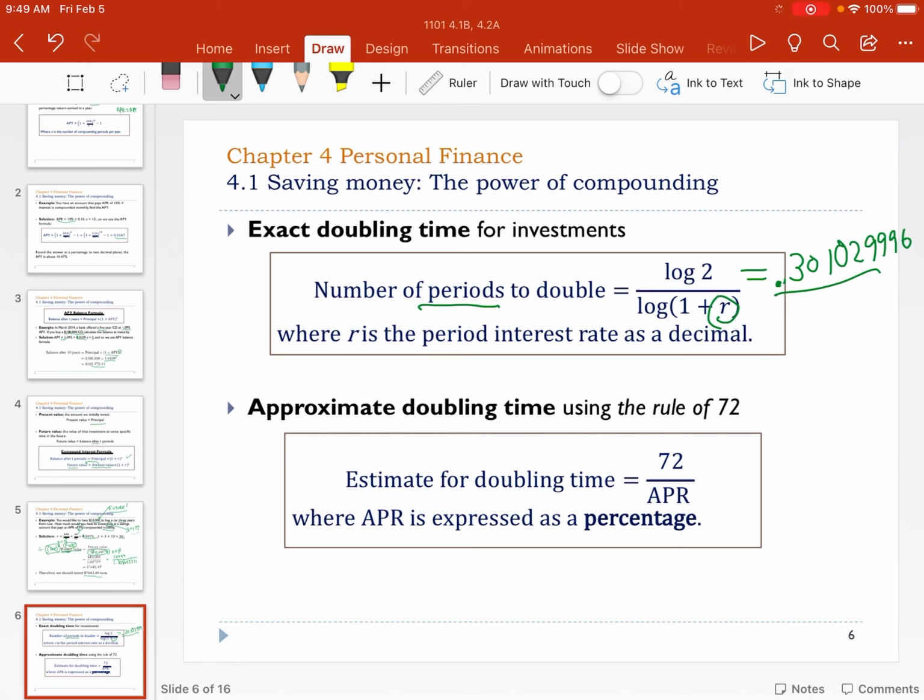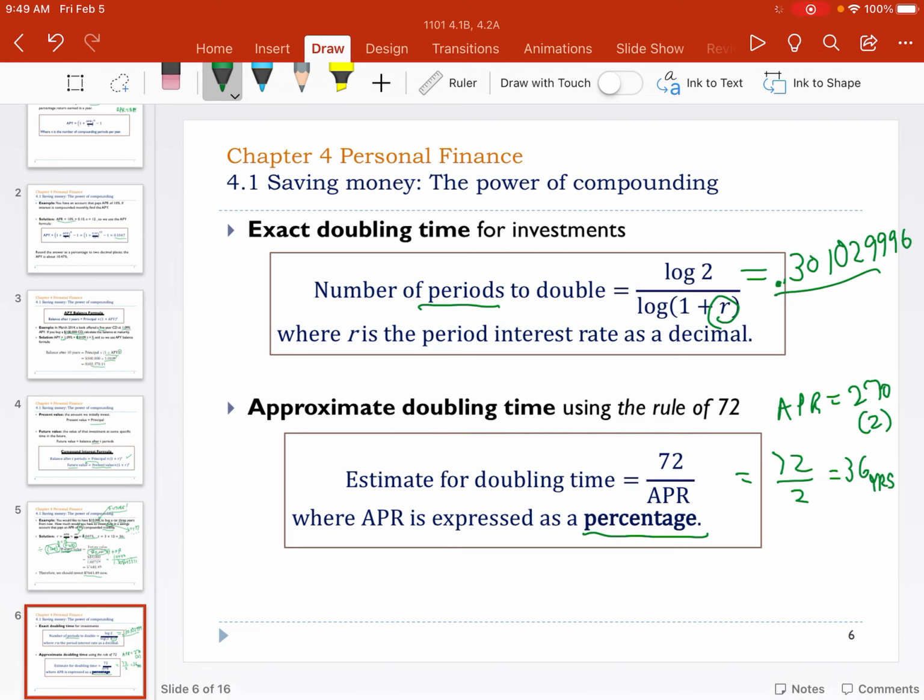Approximate double time using the rule of 72. Here we put the APR as a percentage, and you leave it alone. I'll just pick one off the top of my head. Say your APR is 2%. So in this particular case, we'll just use the 2, and then we get kind of a not very pleasant answer: 36 years. And this will be definitely in terms of years, because this is an annual percentage rate.